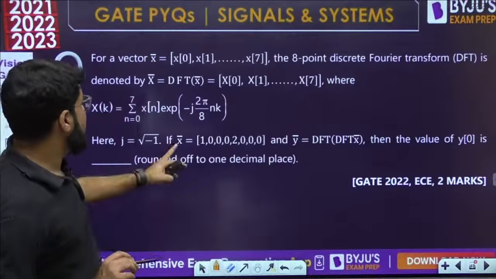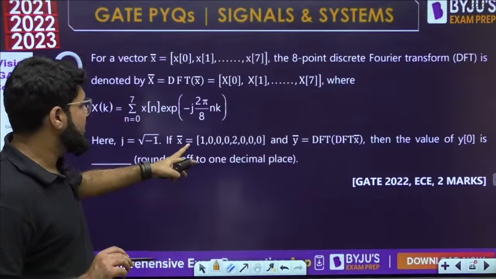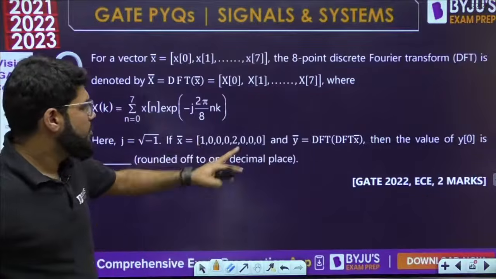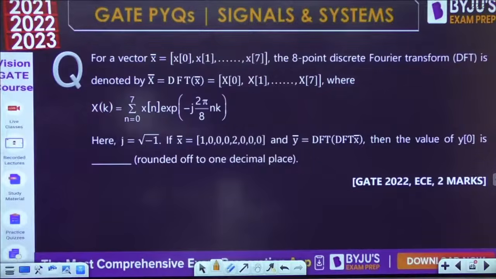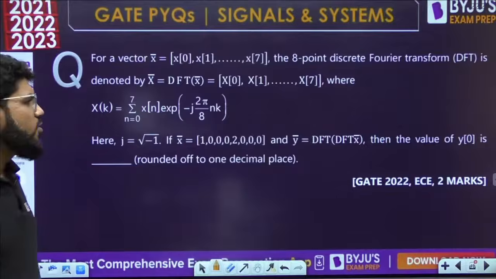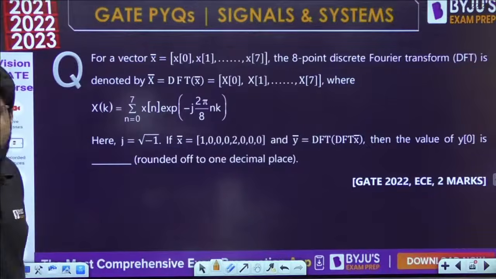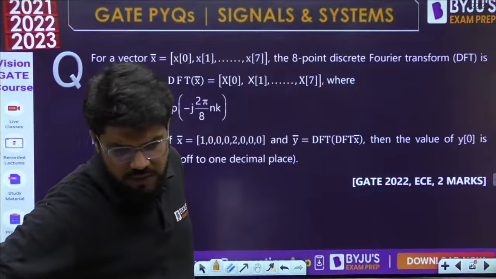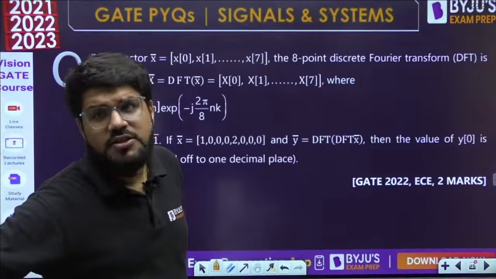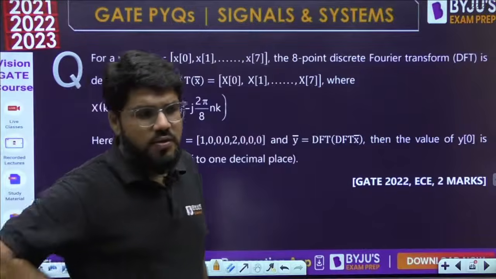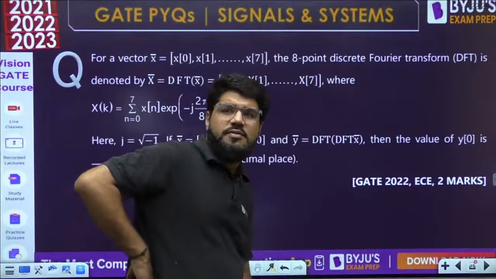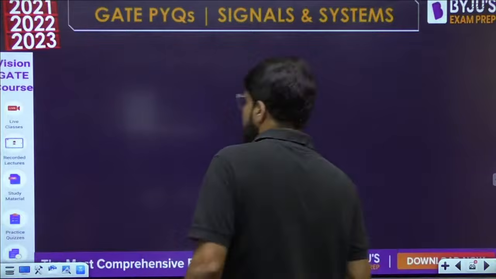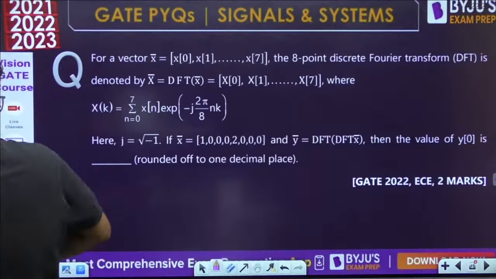ठीक है. Now the signal x, the time domain signal x that is given to you, is 1,0,0,0,2,0,0,0, and y dash be the DFT of x dash. Then what is the value of y naught? No, that is not equal. DTFT is a continuous function of frequency. DFT is discrete. The discrete version of DTFT is DFT, but fundamentally and mathematically there will be a lot of differences. चलो, ध्यान देना.